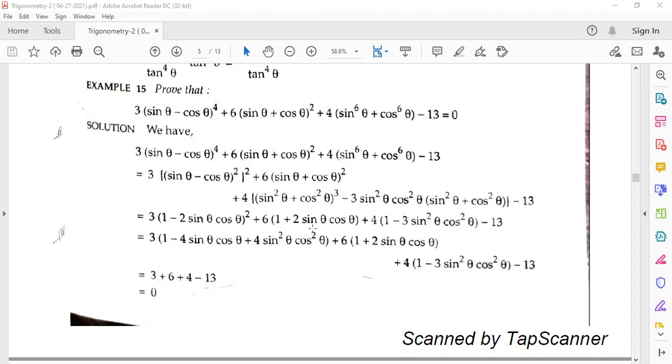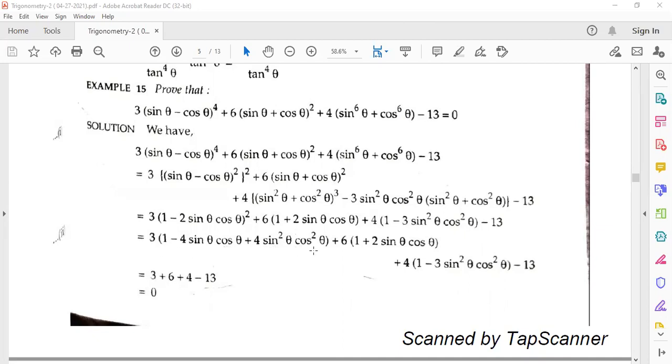Now 6 into (1 plus 2 sin theta cos theta) remains unchanged. Now plus 4 into (1 minus 3 sin square theta cos square theta) also remains unchanged, minus 13. Now from here, if we remove all the brackets, it will come to 3 minus 12 sin theta cos theta plus 12 sin square theta cos square theta, isn't it?